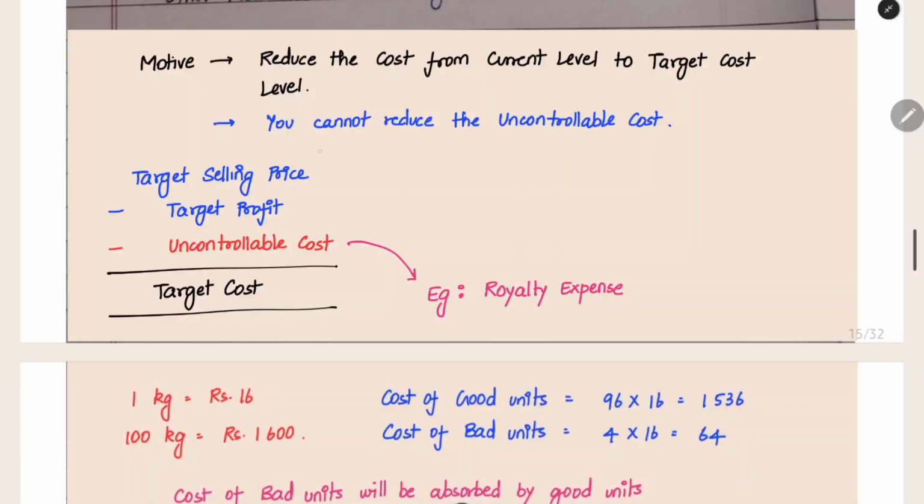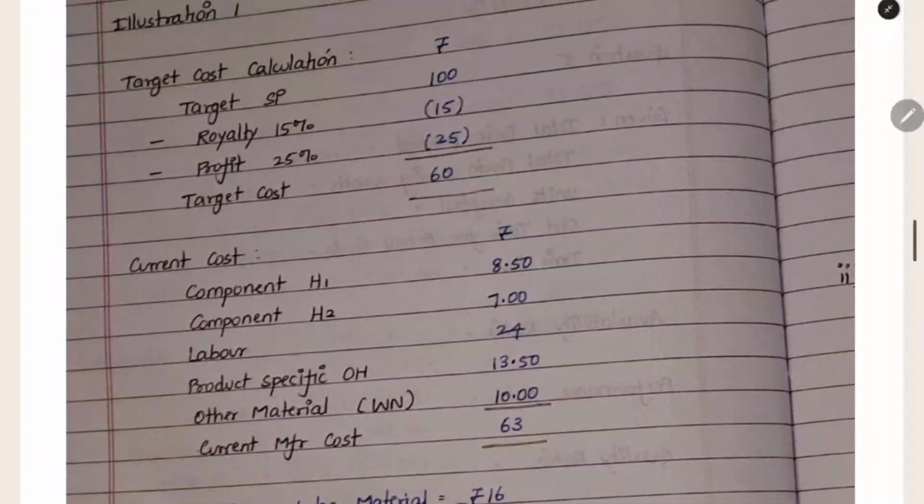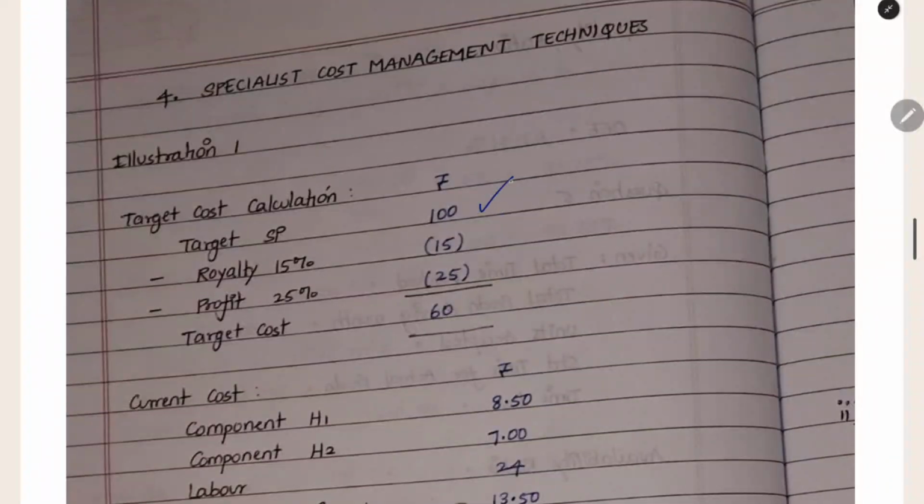Normally in target costing, what will we do? Target selling price less target profit, you will get the target cost. Among these, you also have to reduce the uncontrollable cost. This also you cannot reduce, so that should not form a part of the target cost. After reducing that, you will arrive at the target cost. So in the solution, accordingly, we write the target selling price and then reduce the royalty and profit. You will get the target cost.